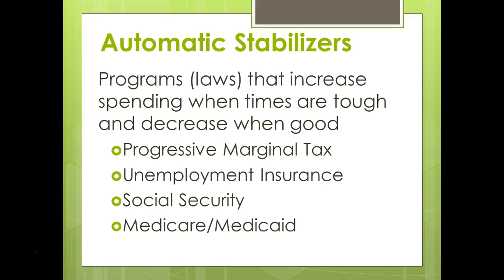Medicare and Medicaid, same deal. You qualify for it, and it's a way that the government helps you pay for medical care that you might not otherwise be able to pay for, and helps keep aggregate demand up automatically. And food stamps, or SNAP, is a program that you automatically qualify for, and it helps you continue spending money to keep aggregate demand up when times are tough.